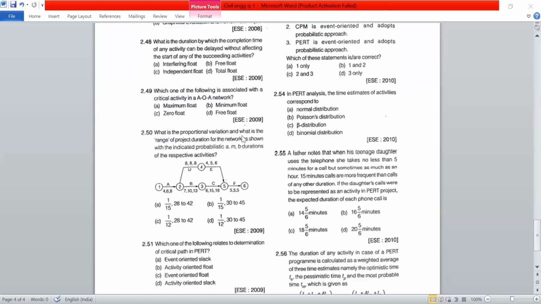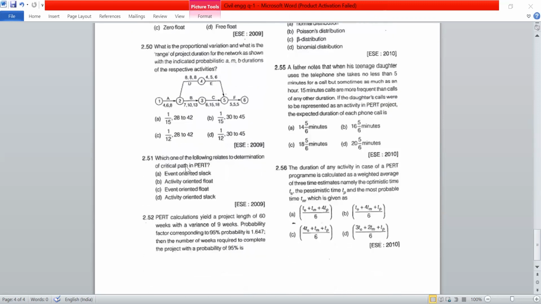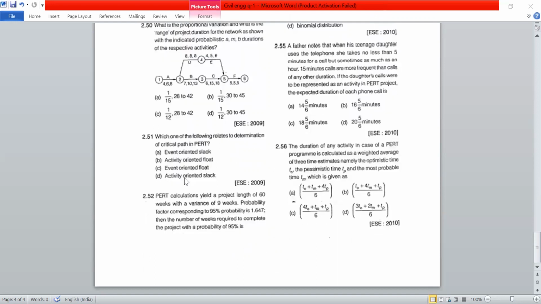So what is the proportional variation and what is the range of project duration of the project as shown with the indicated probabilistic A and B durations of the respective activities? The right answer is 1/15, 28 to 42. Which one of the following relates to determination of critical path in event is event-oriented slack.